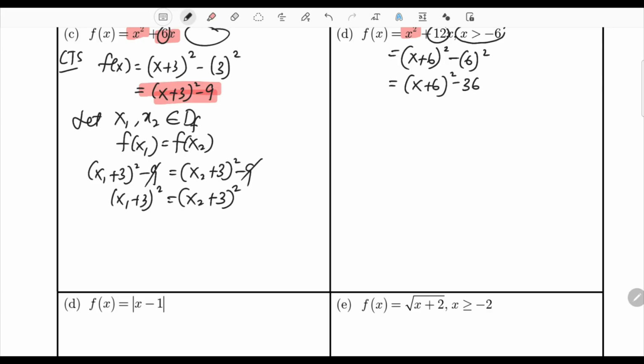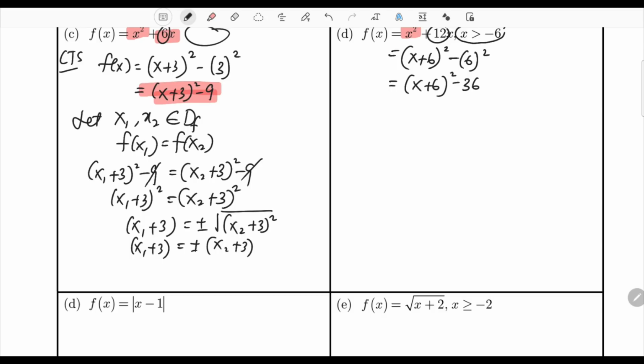So this squared, bring it to the right side, becomes square root. So we are left with x1 plus 3 equal to x2 plus 3. No, we have the plus minus. Whenever we have square root, there will be plus minus square root of something like this. Okay. So we have x1 plus 3 plus minus of x2 plus 3.